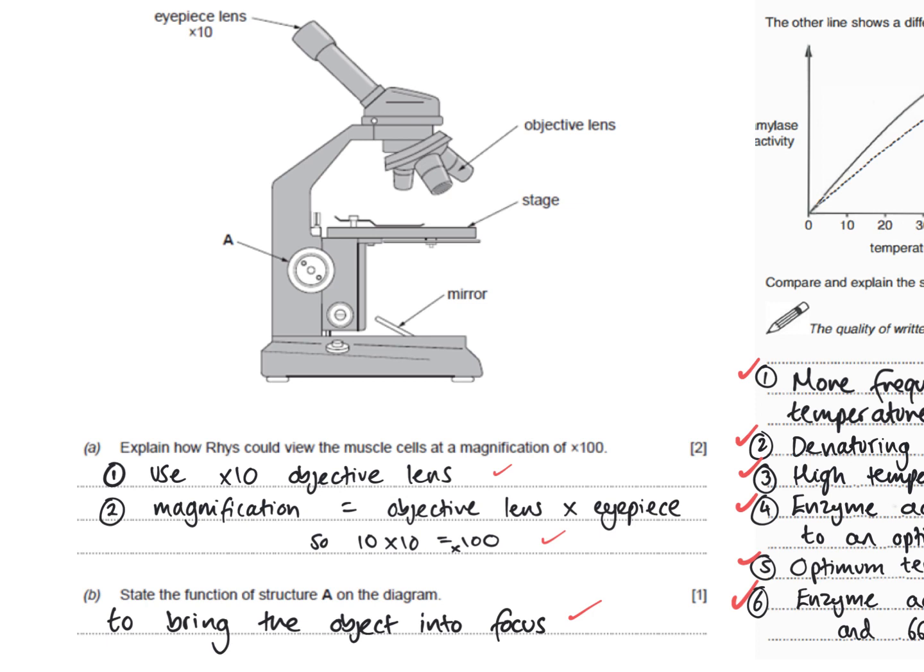So part B, state the function of structure A on the diagram, and that is to bring the object into focus. The focusing knob.